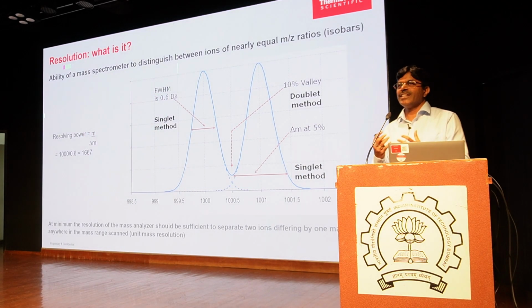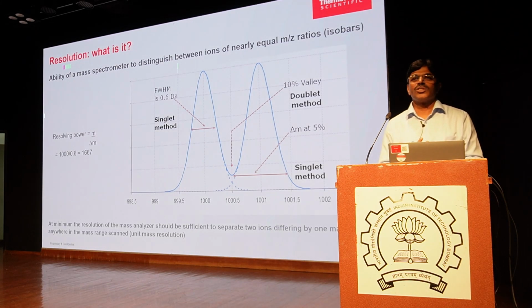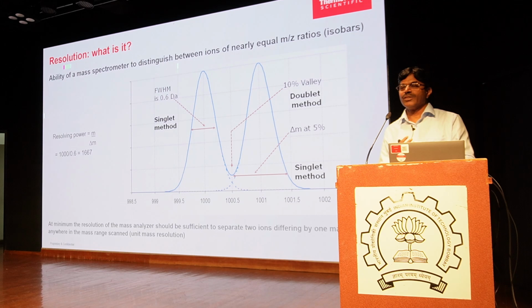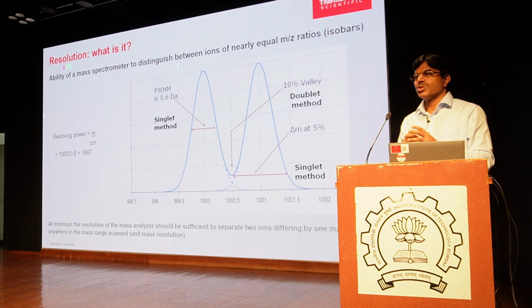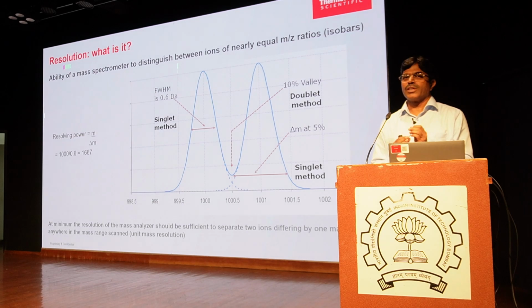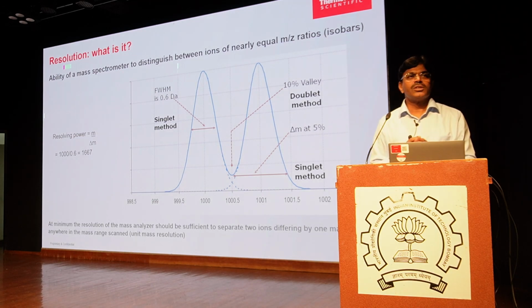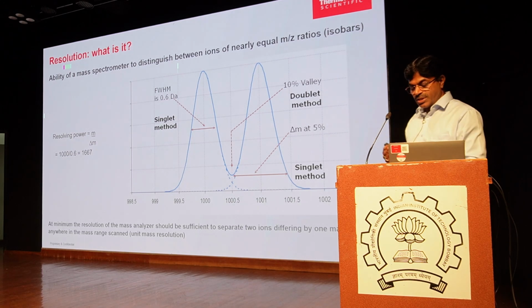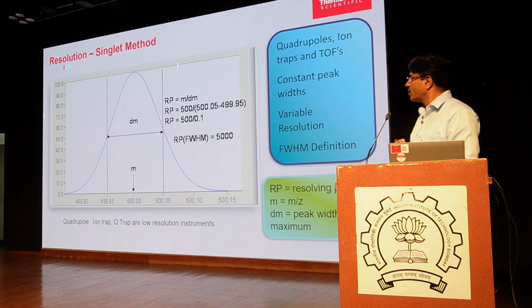So when I say resolution, what is resolution? Resolution is the ability of the mass spec to distinguish ions which have similar masses, which we call isobars. There are a couple of definitions. One is called the doublet method. Most of your mass specs in the lab, like the single quad, triple quad or time of flight, use a singlet method. So what is the singlet method?